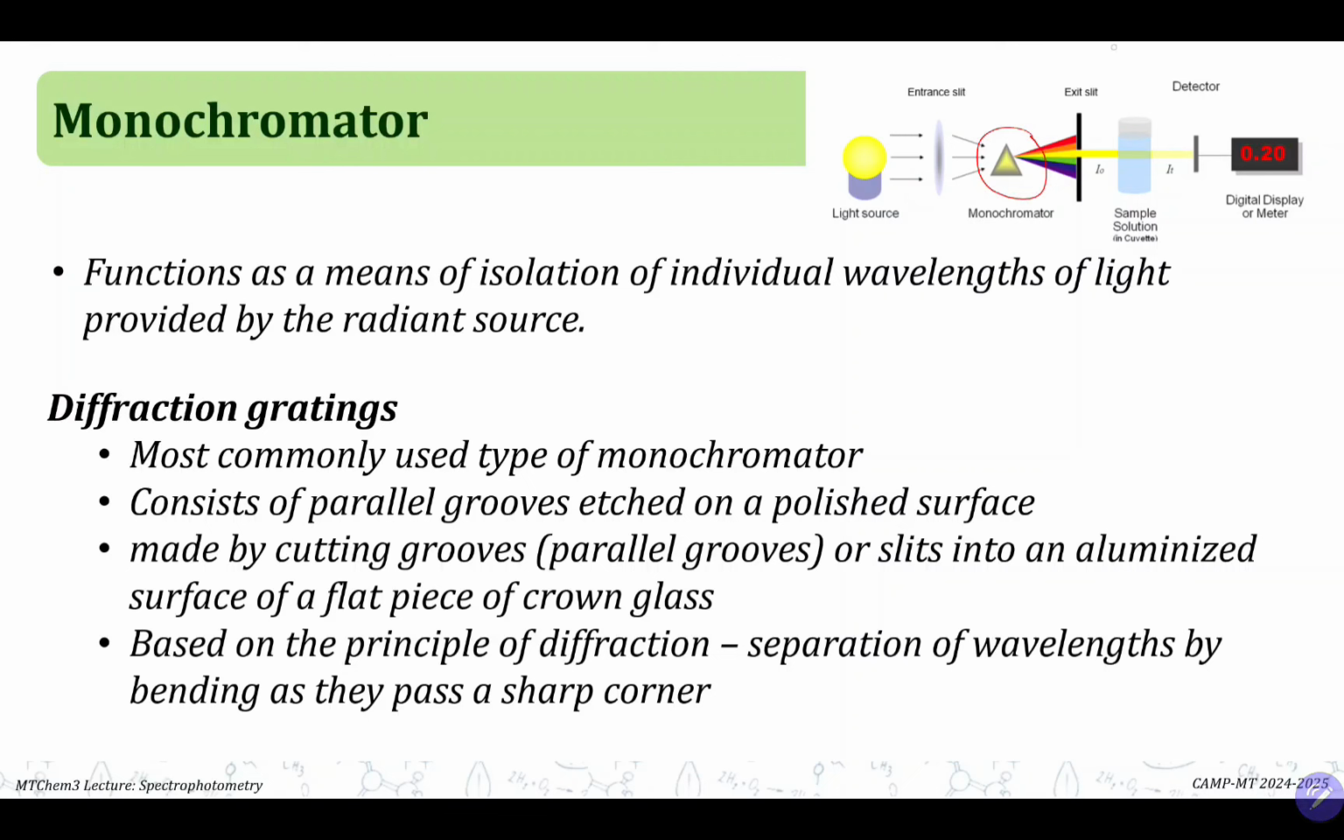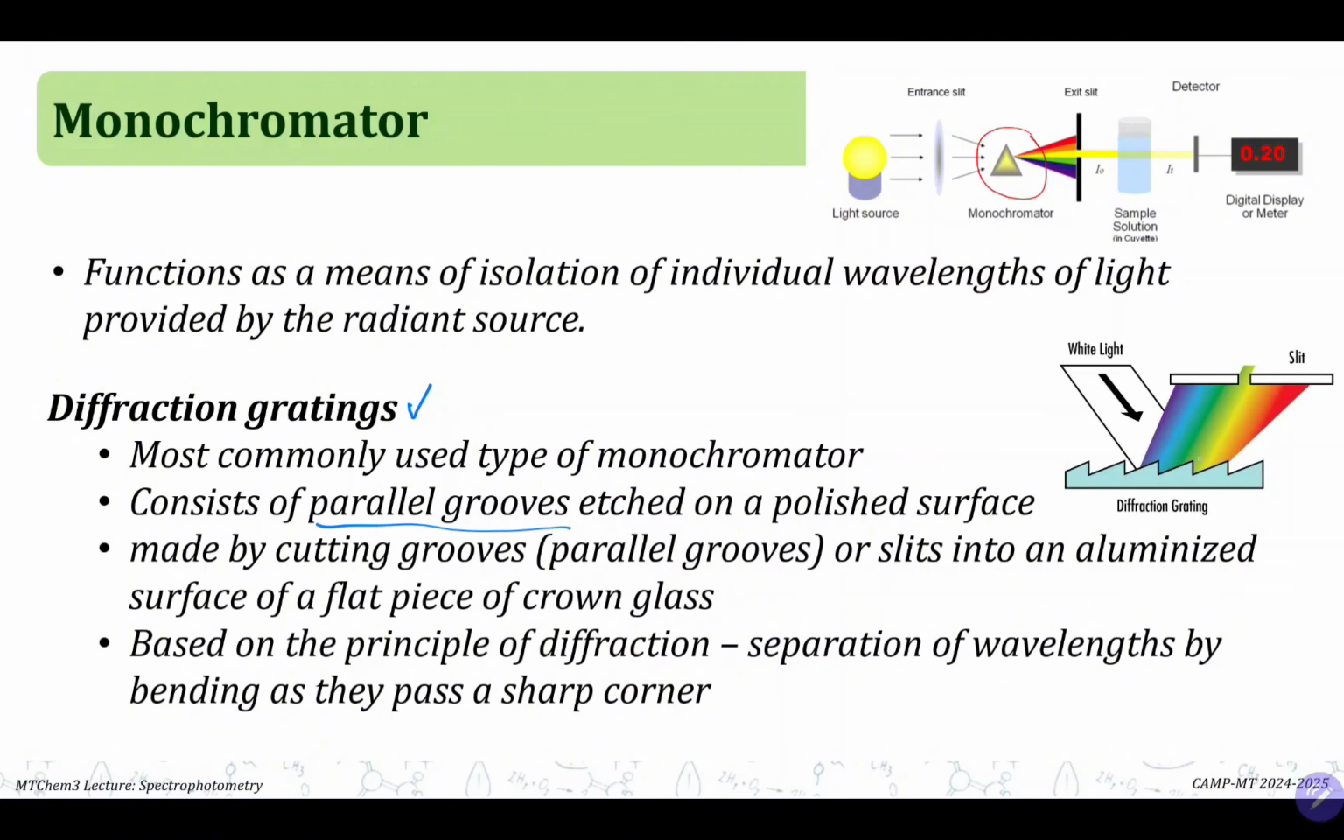And lastly, you have your diffraction gratings. Your diffraction grating is the most commonly used type of monochromator at present because it consists of parallel grooves etched on a polished surface. Meron siyang mga ganun, mga etch-etch. Okay? Because of those parallel grooves, your light is able to diffract or reflect, thus forming a separation of wavelengths by bending as they pass a sharp corner.